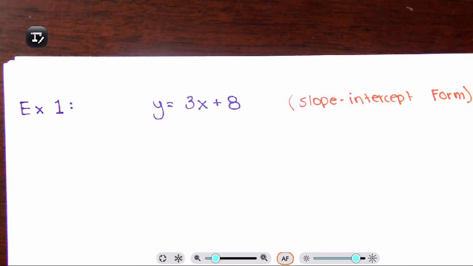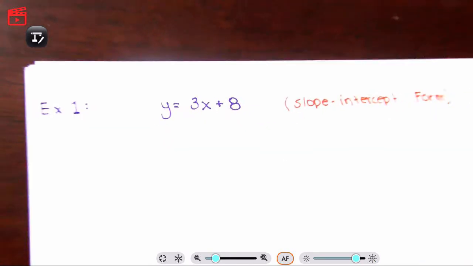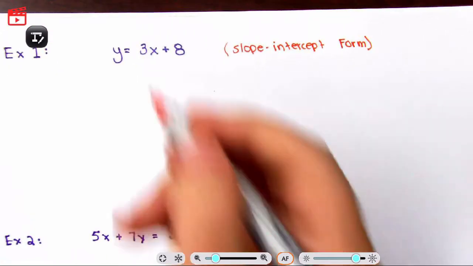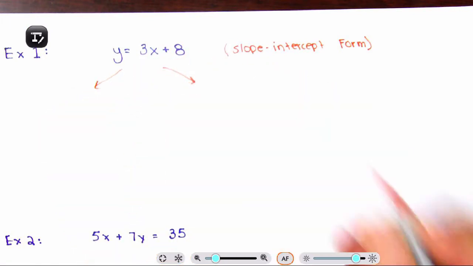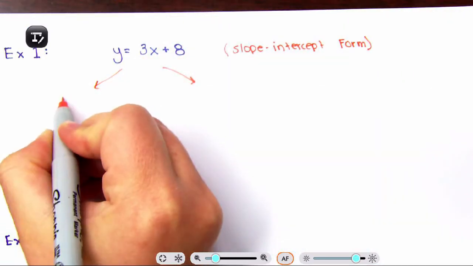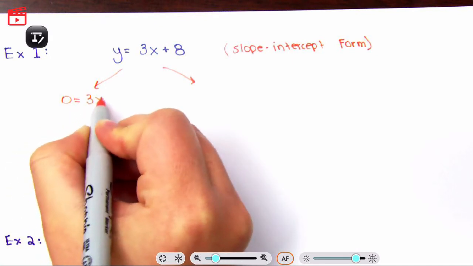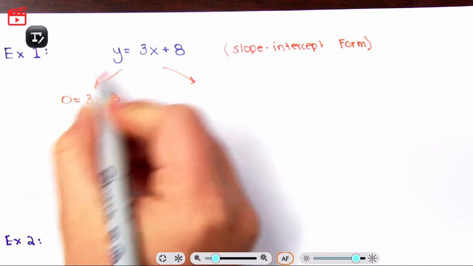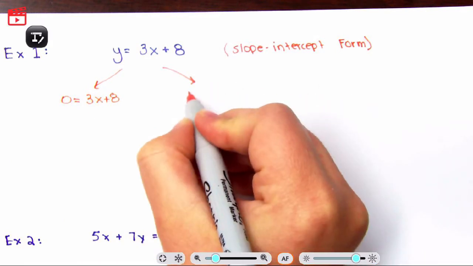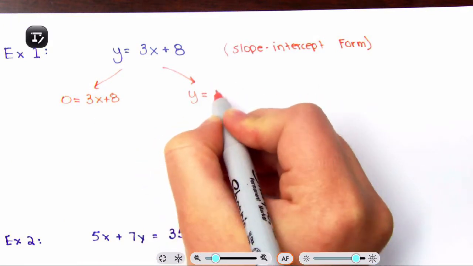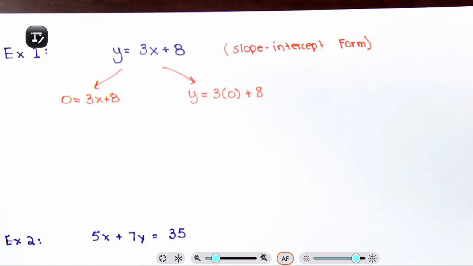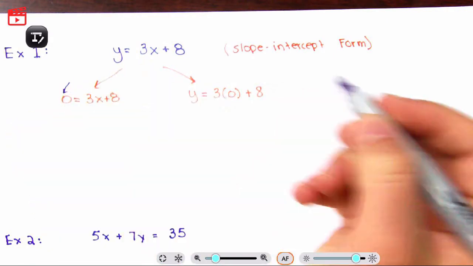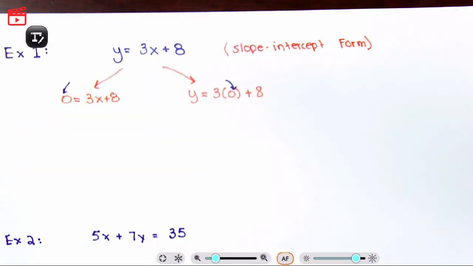We're going to be talking a little bit more about slope-intercept form in our next video. But for right now, I just want you to be aware that this is in slope-intercept form. So what we need to do is set y and x equal to 0, but separately. For the first one, 0 is equal to 3x plus 8. Why? Because y is 0. And then the next one is y equals 3 times 0 plus 8. So again, the difference is this is y equals 0 and this is x equals 0.